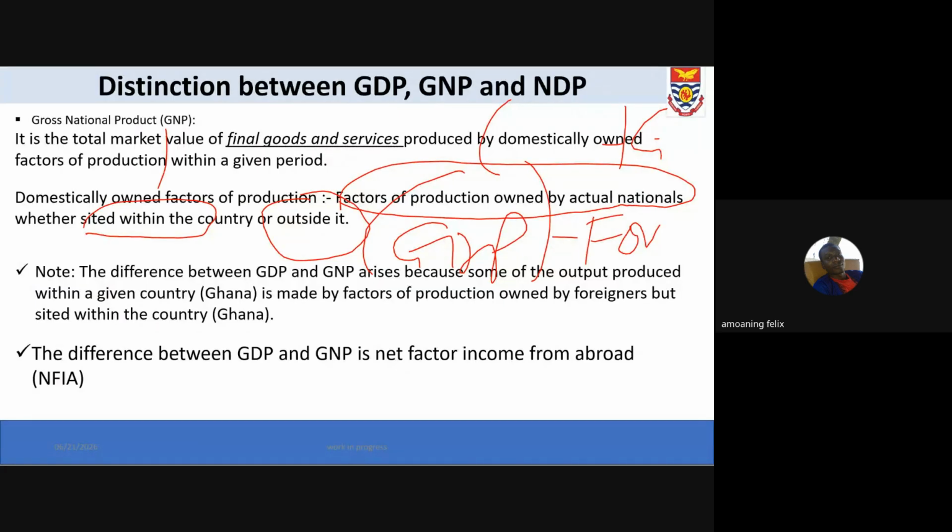Okay. And we are saying that the difference between our gross domestic product and the gross national product is the net factor income from abroad. Now, what is the net factor income from abroad? The net factor income from abroad is only telling you the difference between the factor income earned by Ghanaians abroad and the factor income earned by foreigners who are living in Ghana.